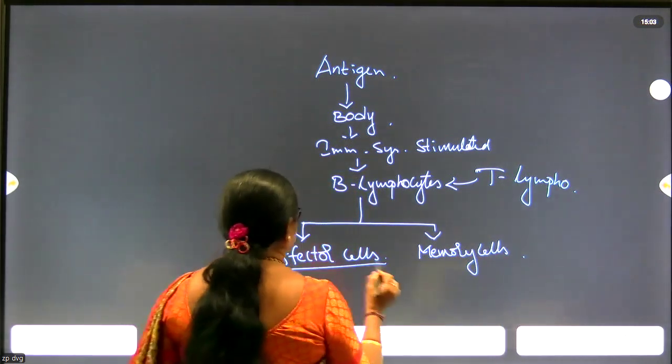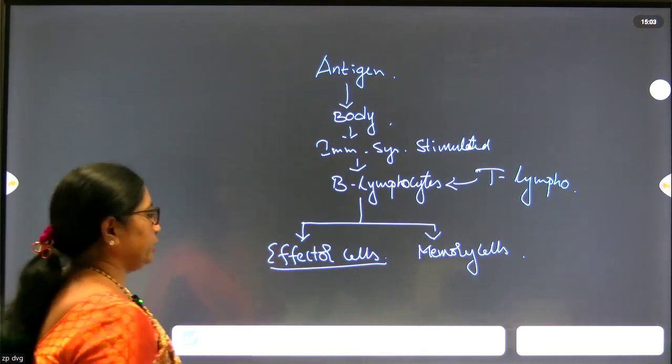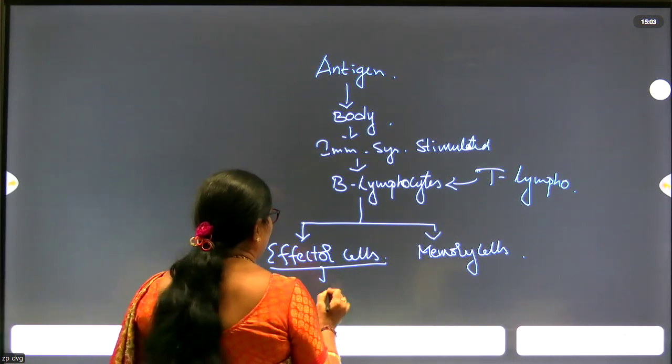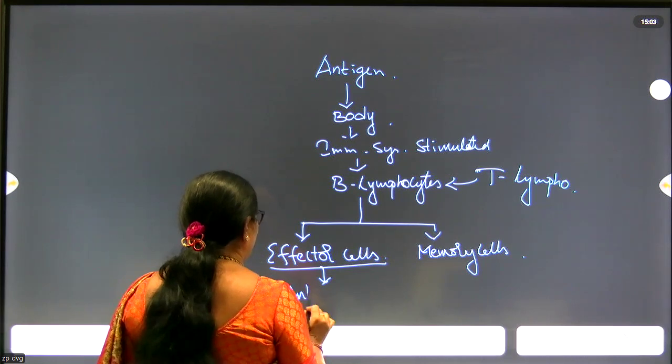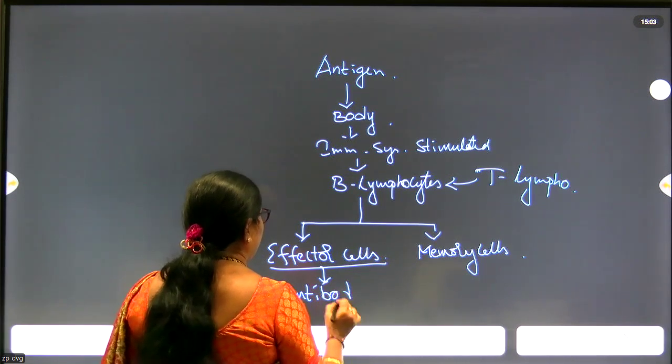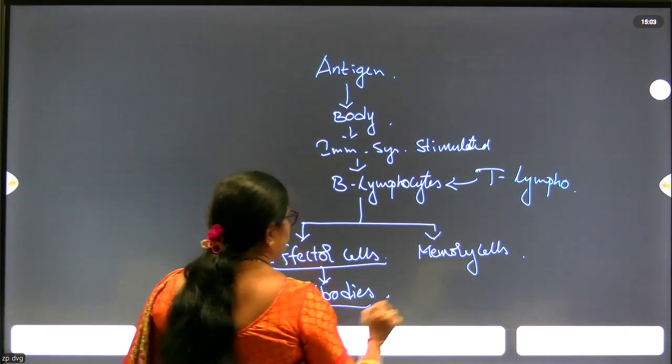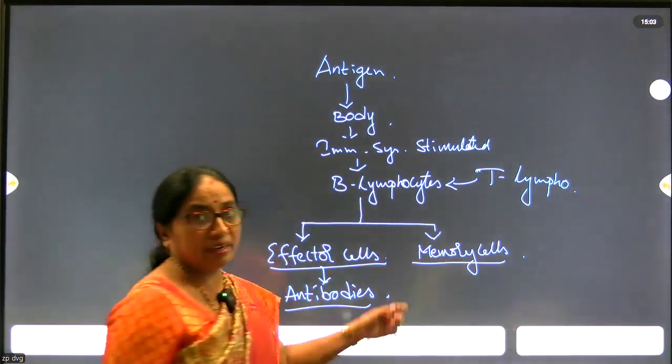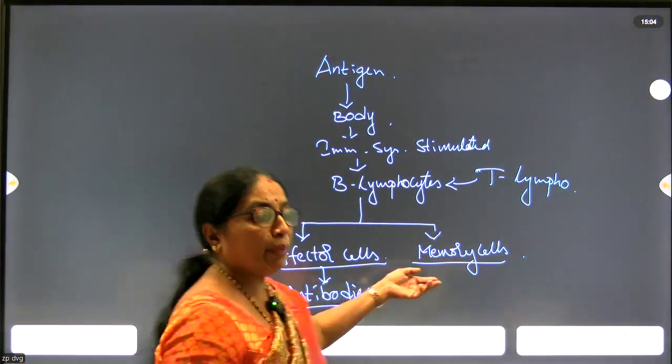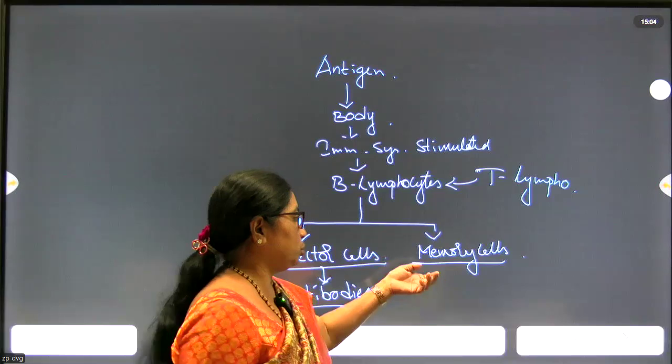These effector cells in turn are going to produce the antibodies. Memory cells will have a particular lifespan. They may survive for many months or many years also sometimes.